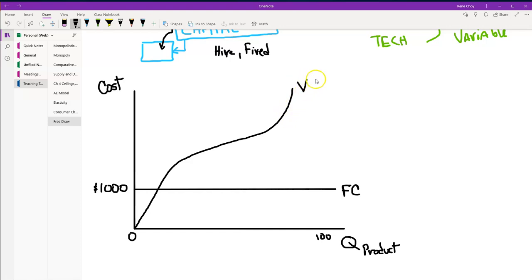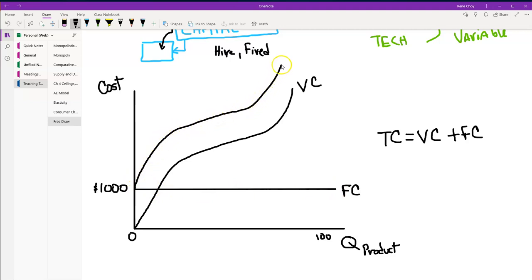This is the general graph for variable cost of production. All right, now our total cost of production is going to be equal to variable cost plus fixed cost. And because fixed cost is the same all the time, your total cost line is basically going to follow the same shape as your variable cost line.